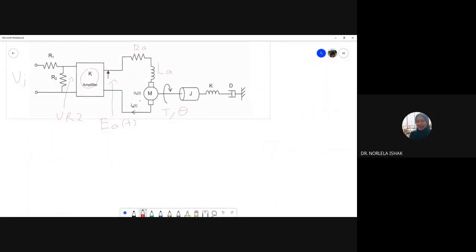What is our first system? First system is our potentiometer. Our potentiometer is our first subsystem. The second subsystem is our amplifier. Okay. The third subsystem is the armature circuit. Okay. Fourth, you have to define the equation or the transfer function for the motor.